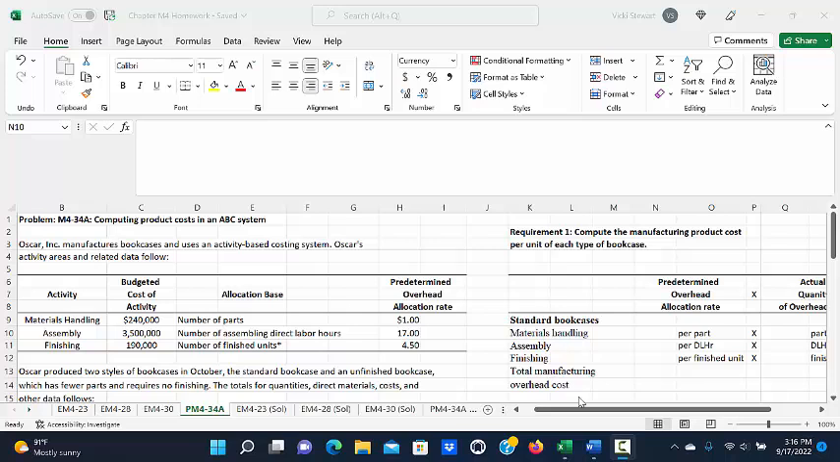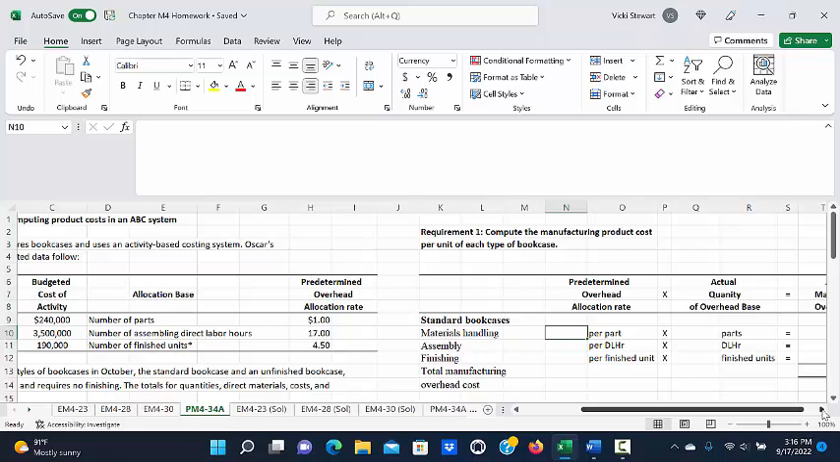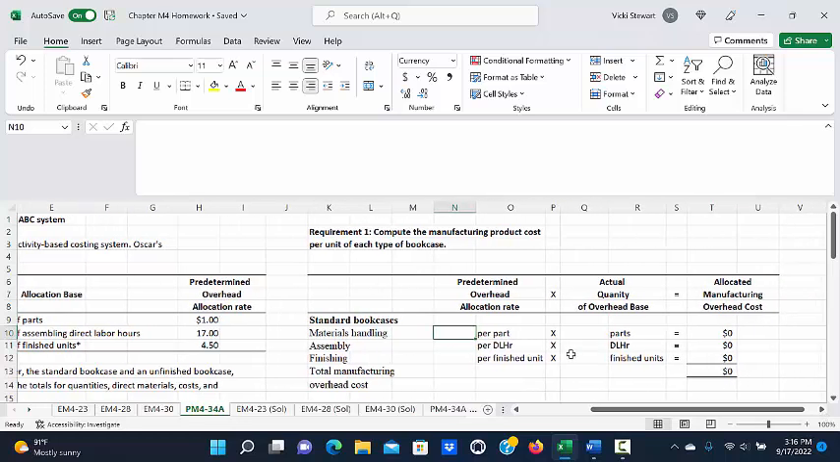In the first part of the problem, it asks us to compute the manufacturing product cost per unit for each type of bookcase. So the first thing we're going to do is to compute the amount of allocated manufacturing overhead costs for each bookcase. They gave us in the problem the predetermined overhead allocation rate. So for the materials handling, it would be $1 per part. It's $17 per direct labor hour for assembly, and it's $4.50 per finished unit for finishing.